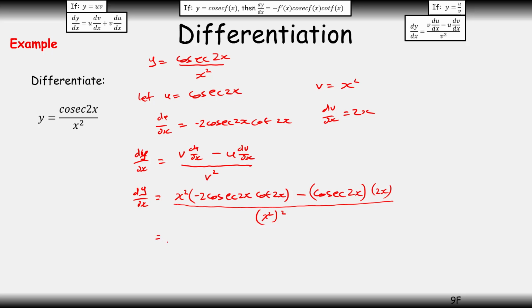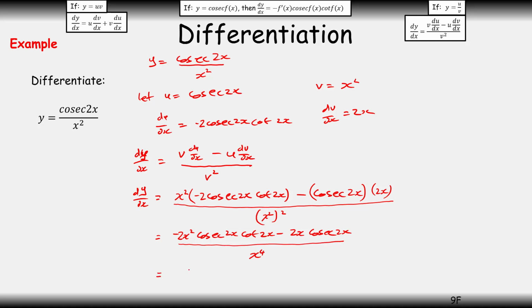So that's equal to, running out of space very quickly here, minus 2x squared cosec 2x cot 2x minus 2x cosec 2x all over x to the power of 4.